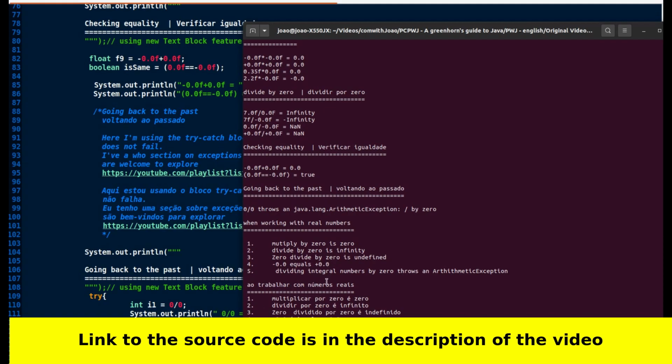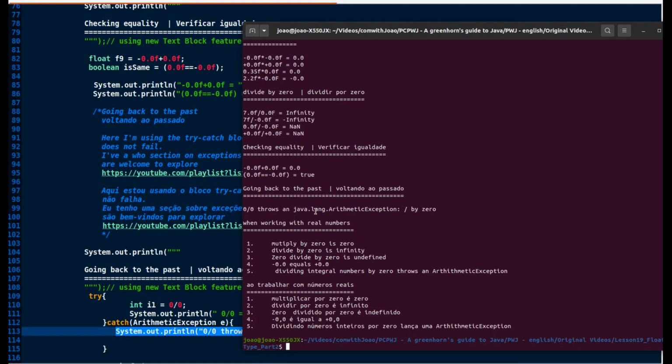And that's it. At the end I've got a summary. Multiply by 0 is 0, dividing by 0 is infinity, 0 divided by 0 is undefined, it's a NaN, negative 0.0 equals positive 0.0, and dividing integral numbers by 0 throws an arithmetic exception.